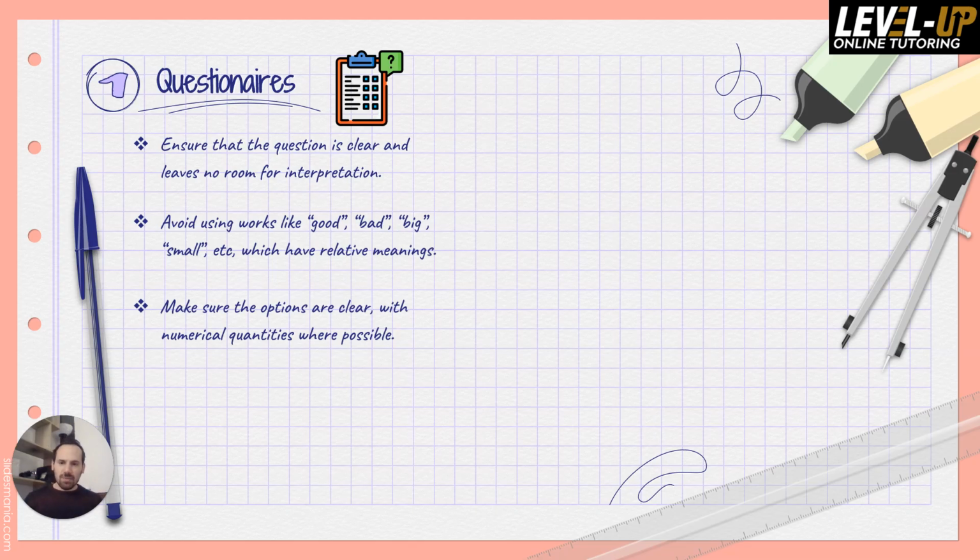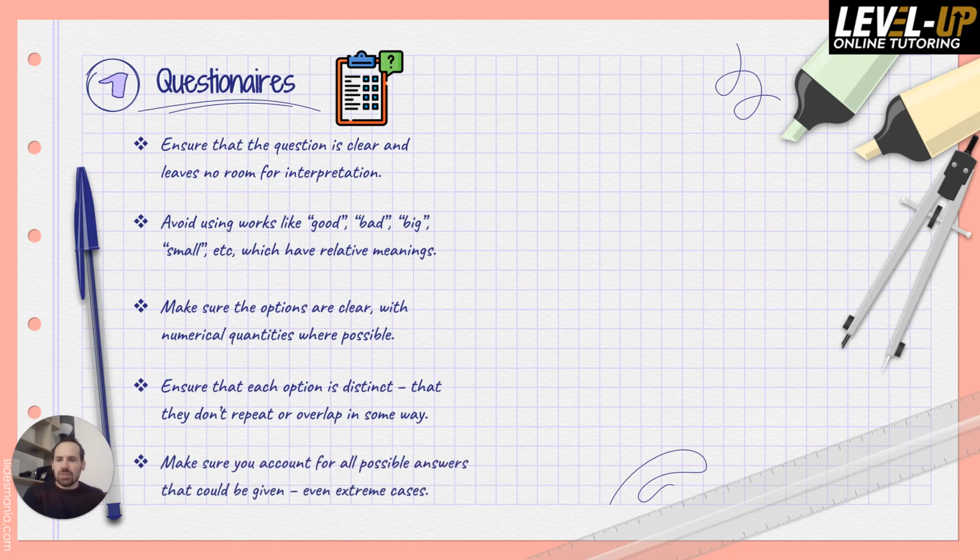Make sure options are clear with numerical quantities wherever possible. If we're collecting something that is numerical, ensure that each option is distinct and that they don't repeat or overlap. So there's not confusion about which one you would tick.